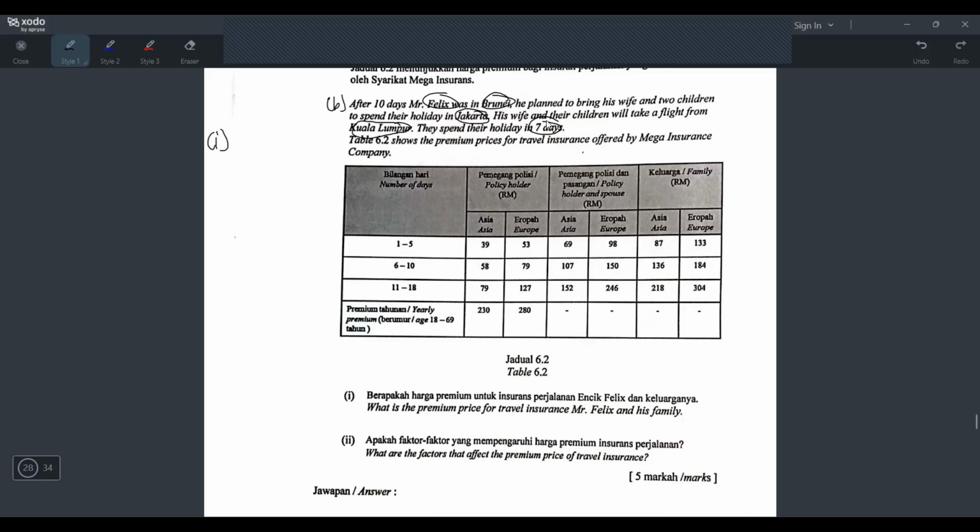The number of days is 7 days, right? So I think we have to refer here because this is 1 to 5 days, 6 to 10 days, 11 to 18. But then they already also write something here, yearly premium, age 18 to 69. Okay, so what does it mean by yearly premium? Maybe it means 1 year.